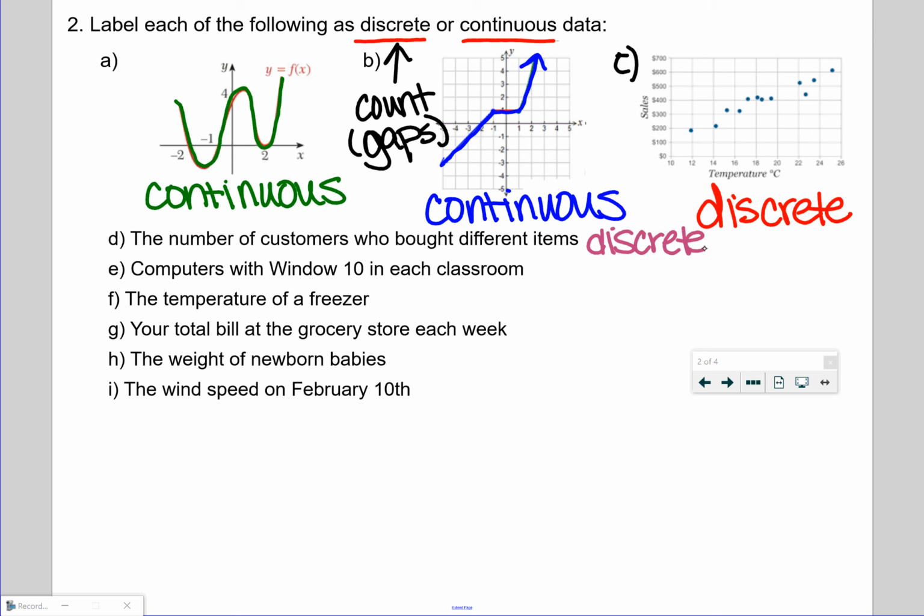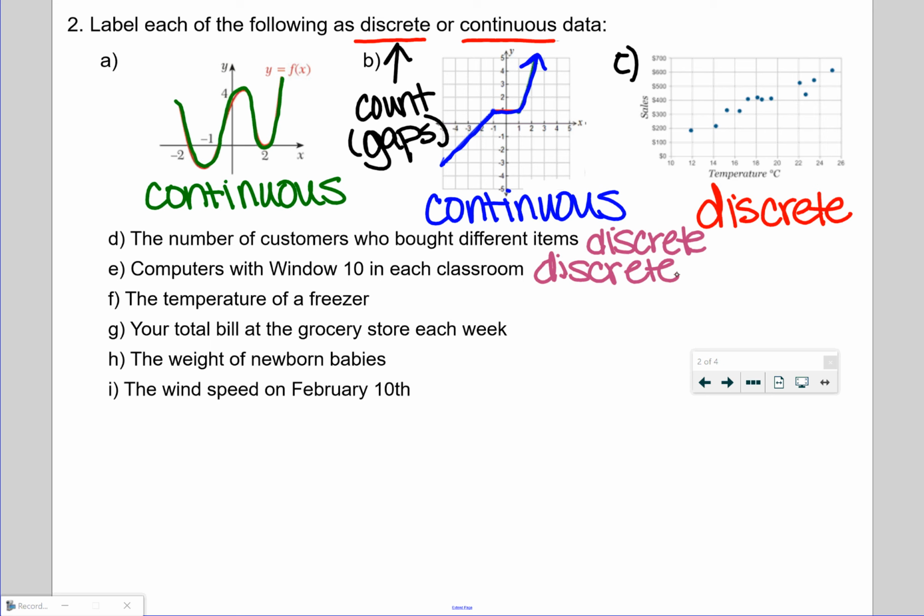All right, let's look at the next one. Computers with Windows 10 in each classroom. Again, is that something we could count? Yes. Are there gaps in the data? Could I have half of a computer with Windows 10 on it? No. So this is discrete data.